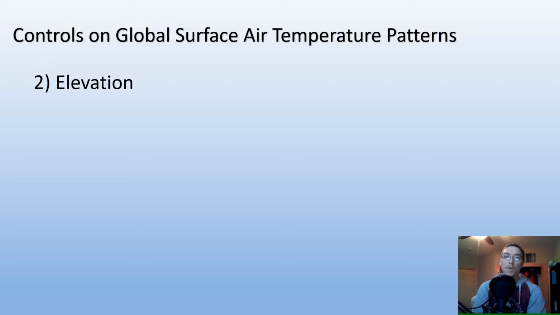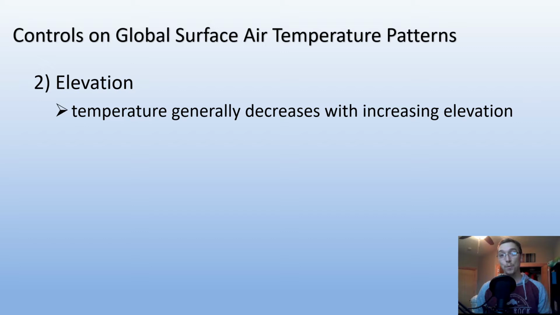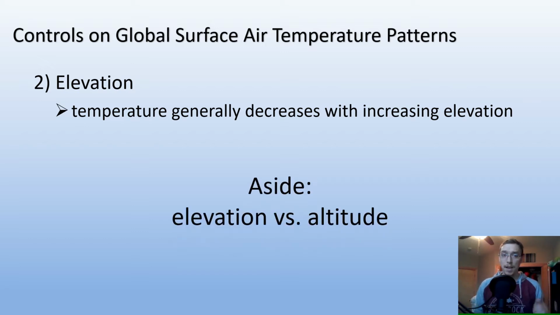So the next control is elevation. That makes sense, or should make sense. Temperature generally decreases with increasing elevation. So a quick aside before we really get into that. Elevation versus altitude, these are words we kind of throw around a lot. The term elevation is mainly used when referring to points on the Earth's surface, like the top of a mountain, versus altitude, which is typically used for points above the surface, such as an aircraft or a spacecraft or a drone, for example.